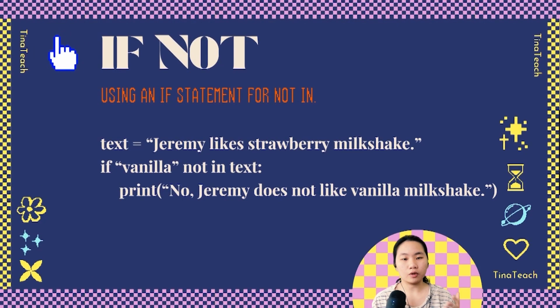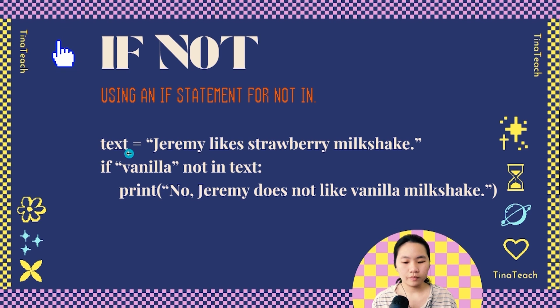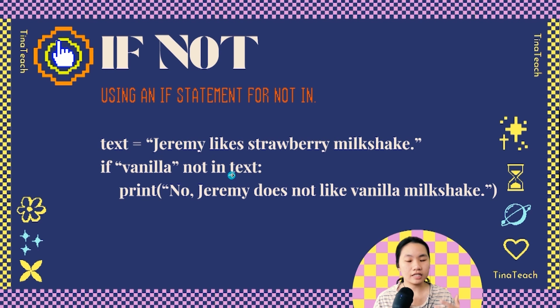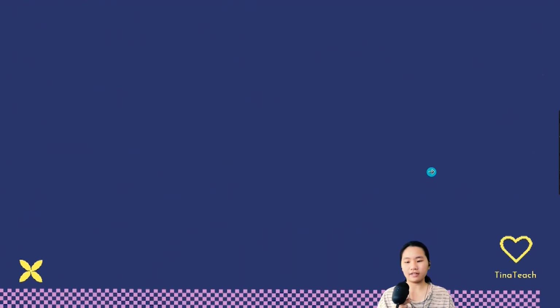Here we have an if statement equivalent to what we've just seen before with the printing and the not in keyword. Once again, we have our text variable, and our condition for this if is if vanilla not in text. So is the string vanilla in the variable text? No, right? So what Boolean value would it return for this condition? It would return true. So since it is true, the if statement will continue to print, no, Jeremy does not like vanilla milkshake. Okay, as easy as that.